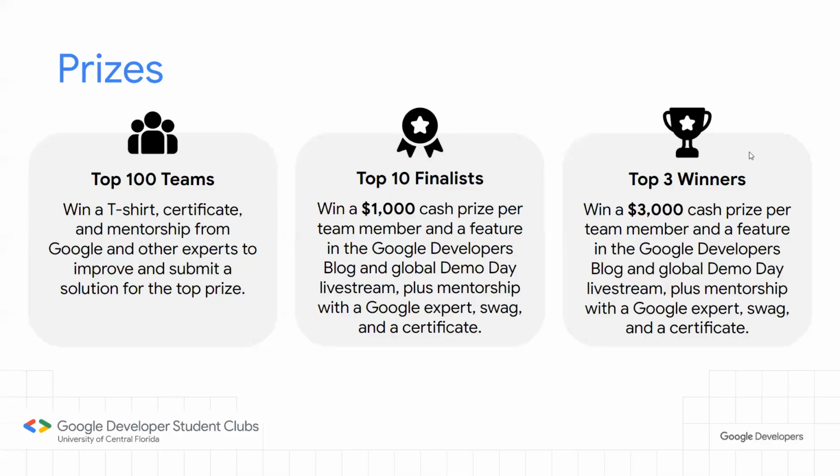The prizes for the solution challenge: the top 100 teams will win a t-shirt, certificate, and mentorship from Google. The top 10 finalists will win a $1,000 cash prize per member and some other Google stuff, mentorship, swag, etc. The top 3 winners win a $3,000 cash prize per team member and are featured on the Google Developers blog, plus Google swag, certificate, etc. There are some really great prizes if you want to participate.